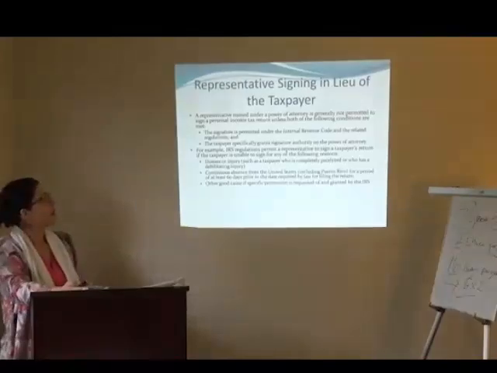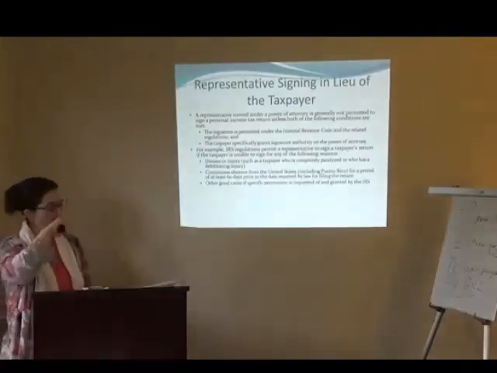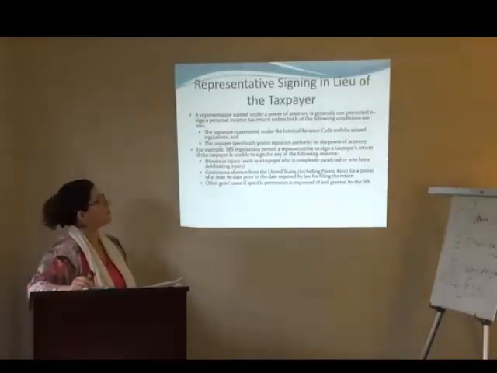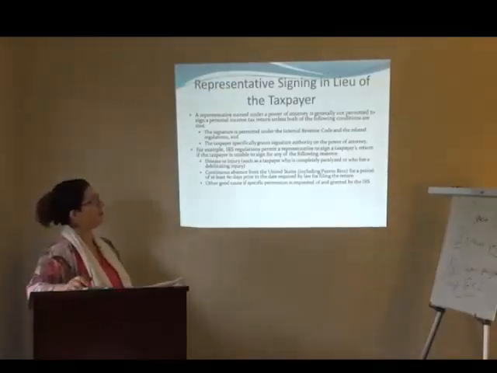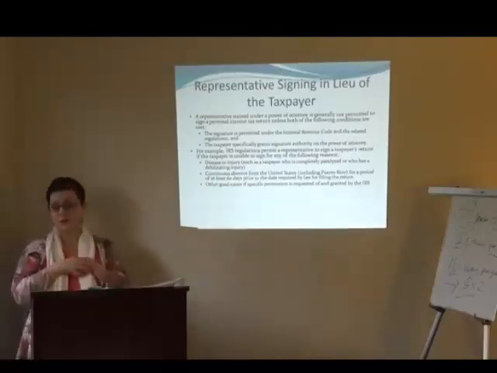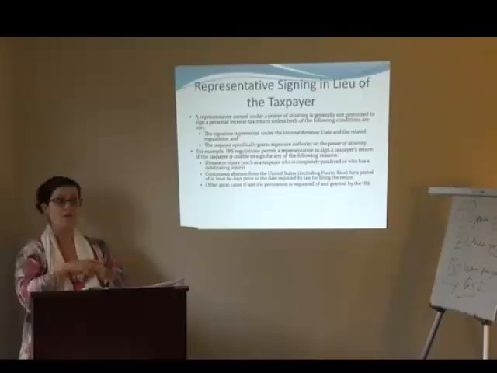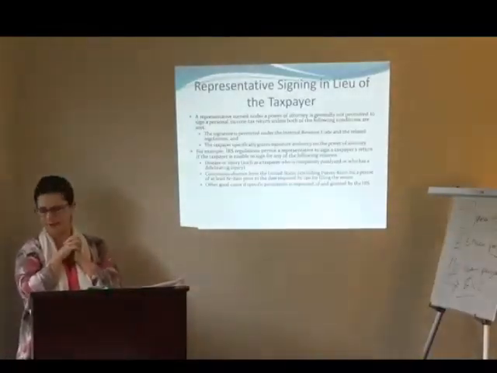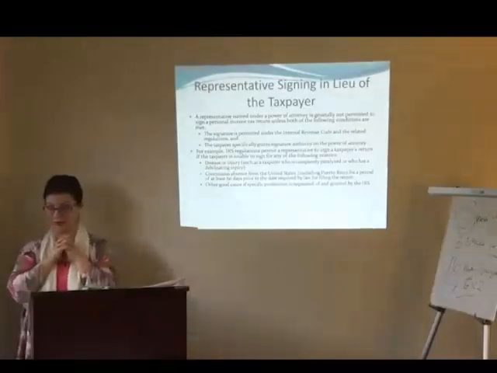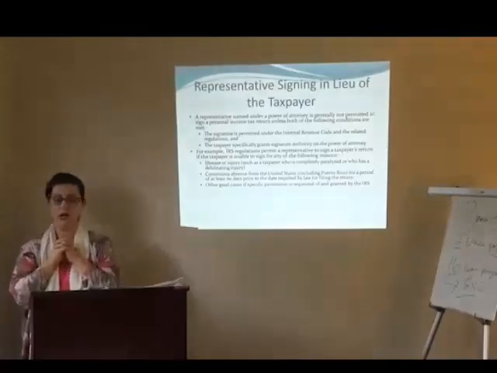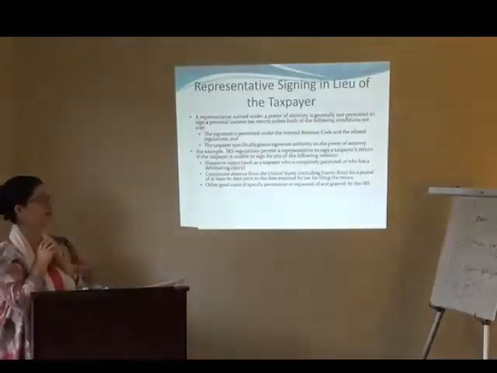IRS regulations only allow a representative to sign the taxpayer's return if the taxpayer is unable to sign because of disease or injury. Like, if you have a taxpayer who's completely paralyzed, I have had one case like this where the taxpayer could only move their head and their neck. I still did not sign their tax return, but I could have signed their tax return if I wanted to. They have a debilitating disease, so they could not sign, so I could sign.